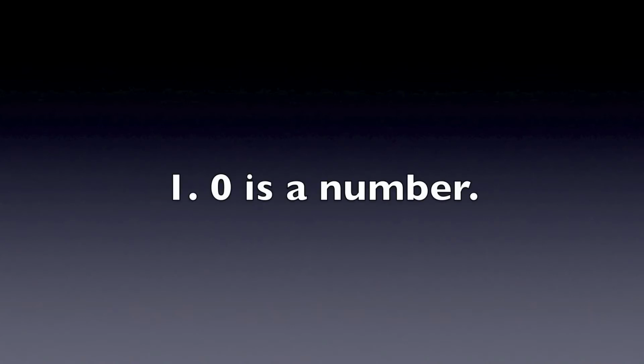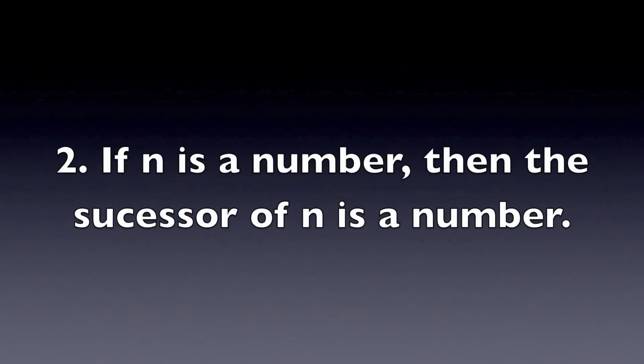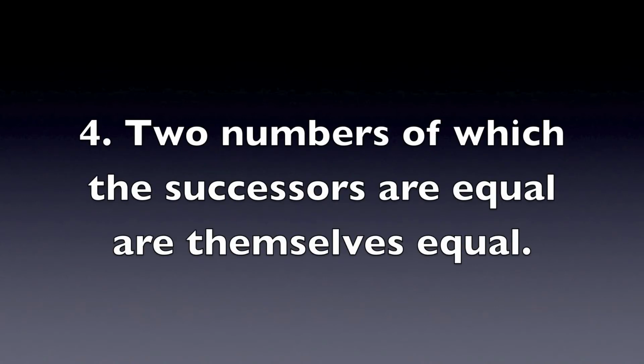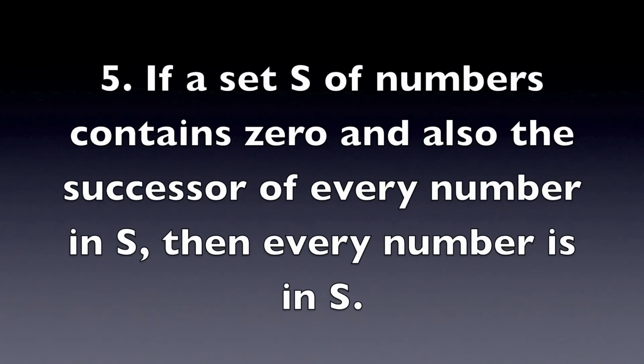Well, the first one is that 0 is a number. And if n is a number, then the successor of n is also a number. 0 is not the successor of a number. Two numbers of which the successors are equal are themselves equal. And if a set S of numbers contains 0 and also the successor of every number in S, then every number is in S. Therefore, we ask one final question.